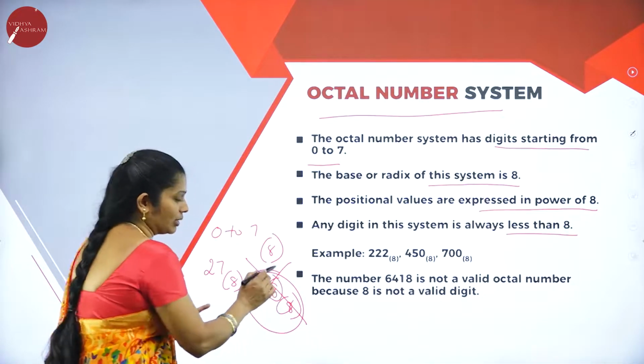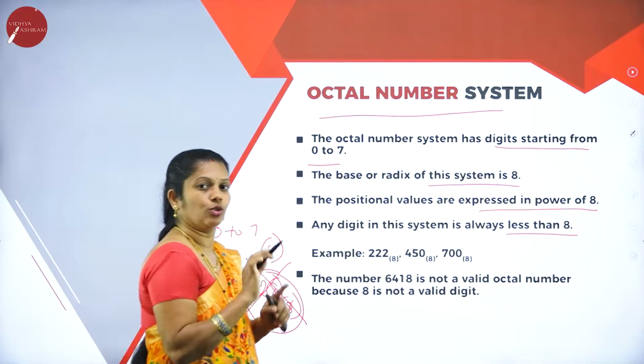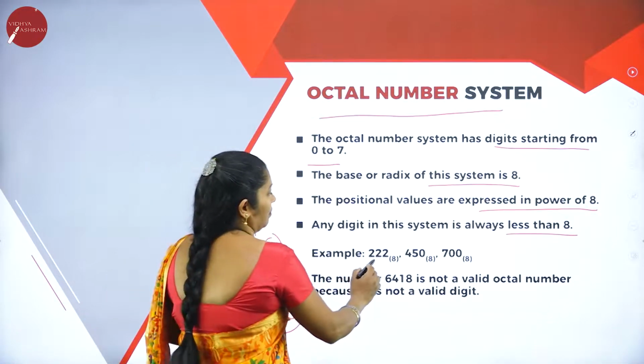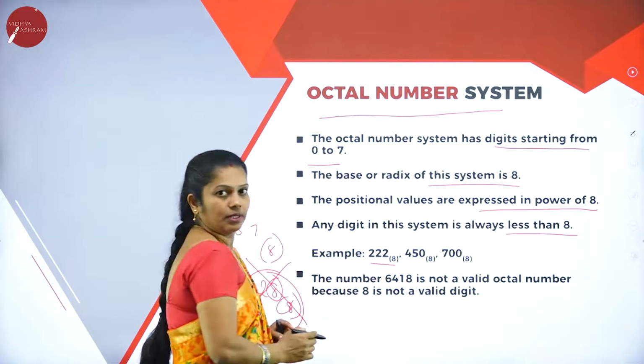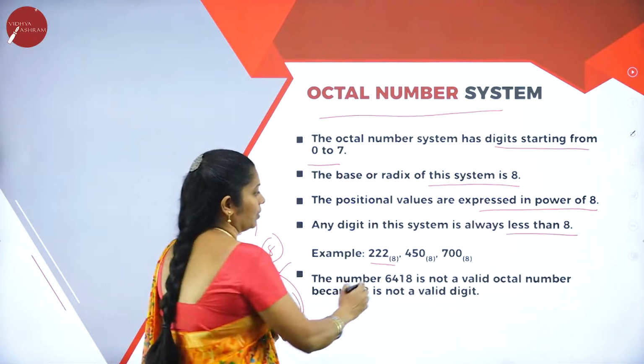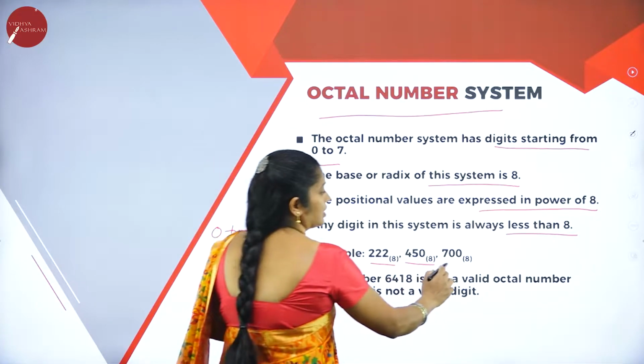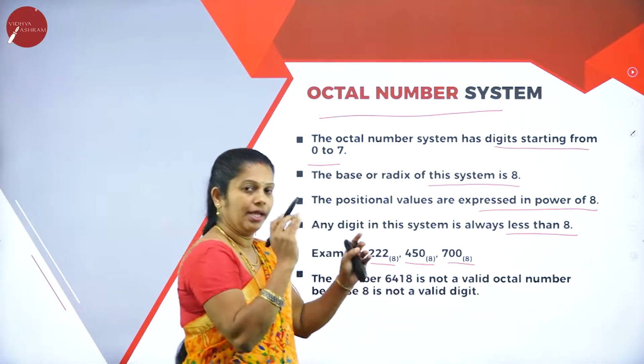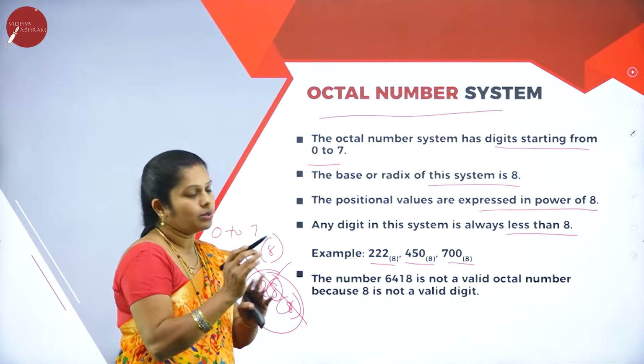Then 8 is not in the list. That's why it is not an octal number. For example, 222 in base 8 is an octal number. 450 is an octal number. 700 is also an octal number. The digits start from 0 to 7 only. It's a combination of 0 to 7 only in the number system.